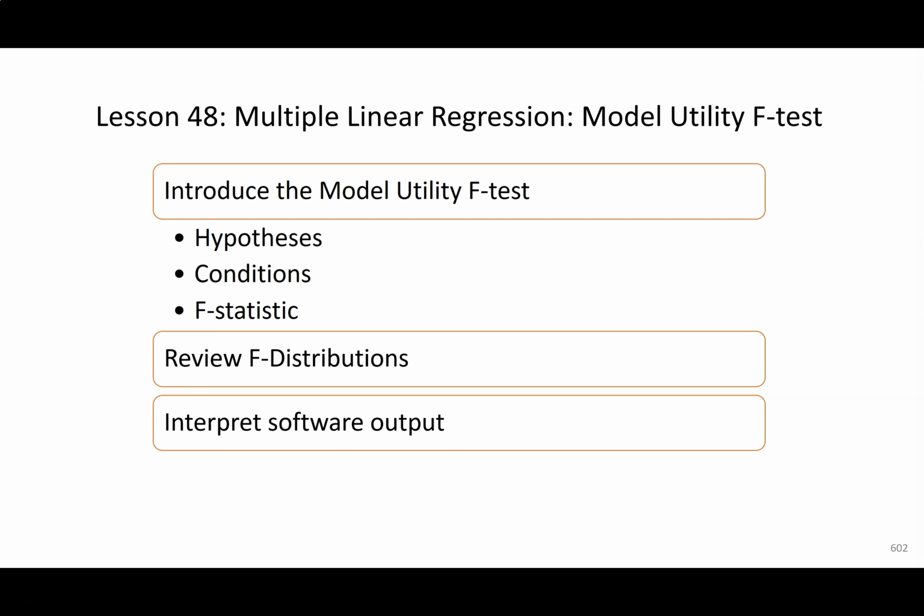Welcome to lesson 48. So we're going to talk about the Model Utility F-test. This is really similar to a couple of weeks ago when we were talking about the single factor ANOVA test. It's still going to be the F distribution that we use. It's still going to be a, hey, is at least one of these variables useful? That kind of idea. But the format might be a little bit different.